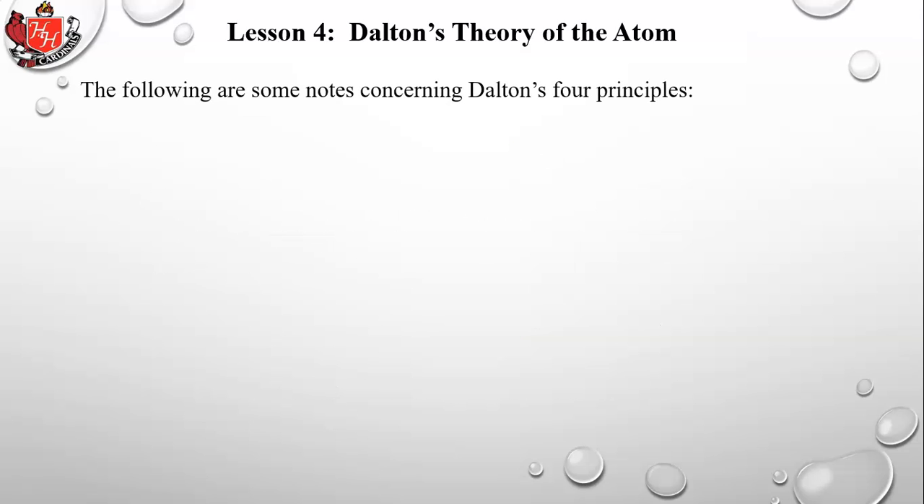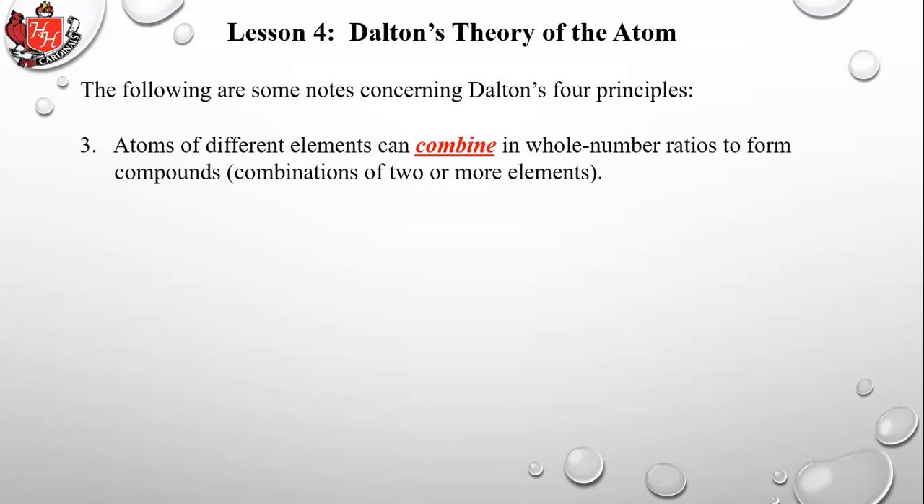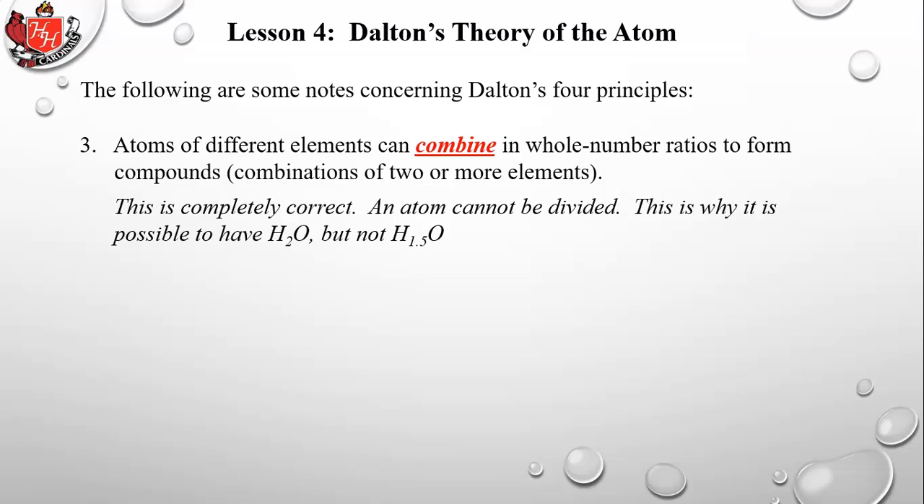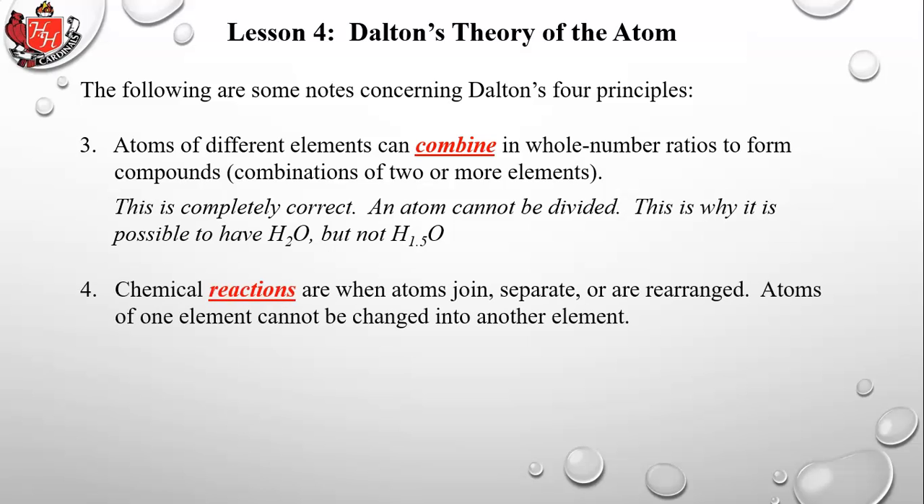The following are some notes concerning Dalton's 4 principles. Number 3. Atoms of different elements can combine in whole number ratios to form compounds, combinations of 2 or more elements. This is completely correct. An atom cannot be divided, and this is why it's possible to have H2O but not H1.5O. And number 4, chemical reactions are when atoms join, separate, or are rearranged. Atoms of one element cannot be changed into another element.